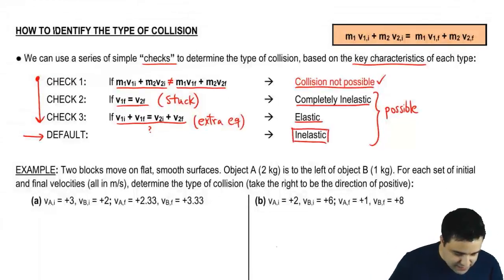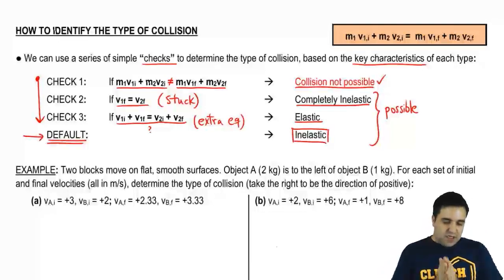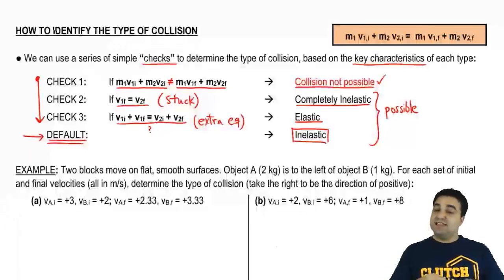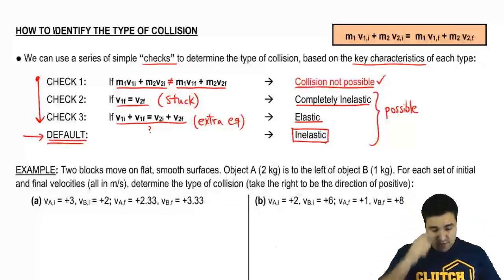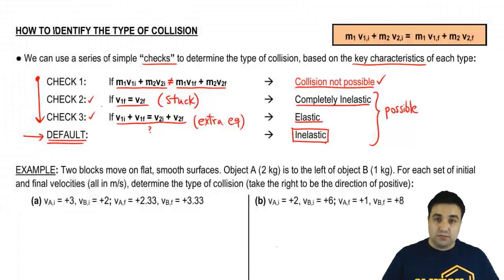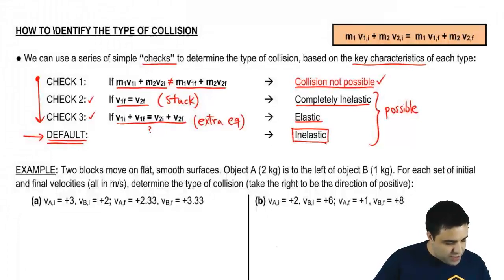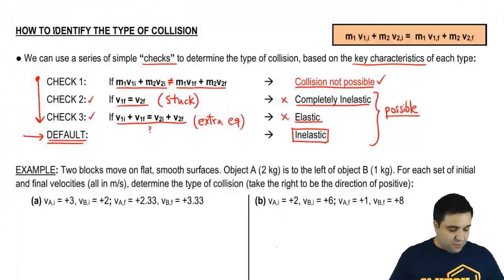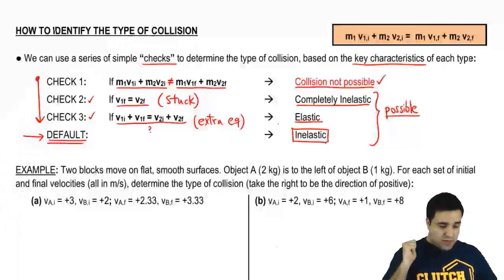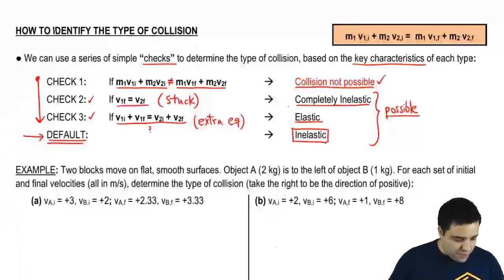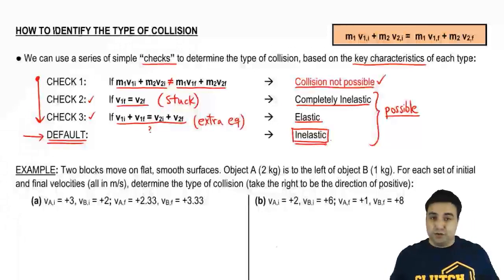Inelastic collision, I call it the default one because you have no direct way of checking if it's inelastic. The way you know it's inelastic is because it failed check 2 or 3, okay? So the collision is possible, but it was not this. Therefore, by default, it has to be inelastic, okay? Very straightforward, just check these three things. Is the collision possible? And then you start checking, do they stick together? Is it elastic? And if it fails these two here, then it has to be inelastic by default, okay?